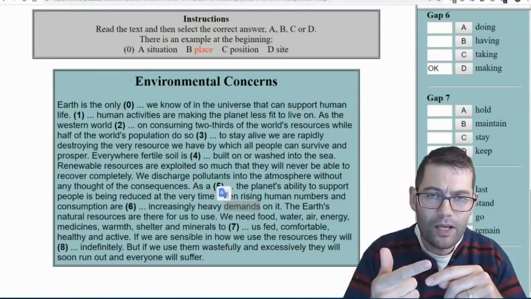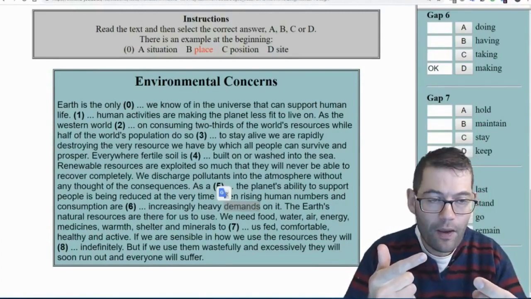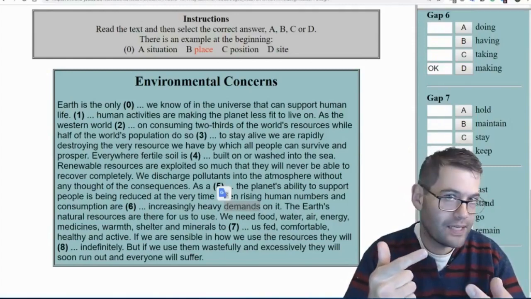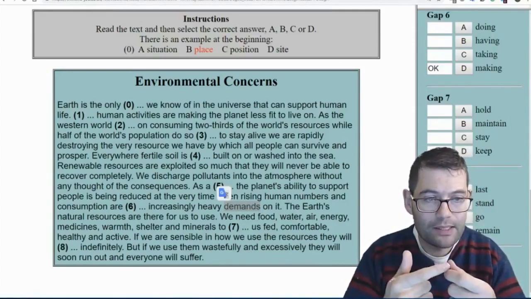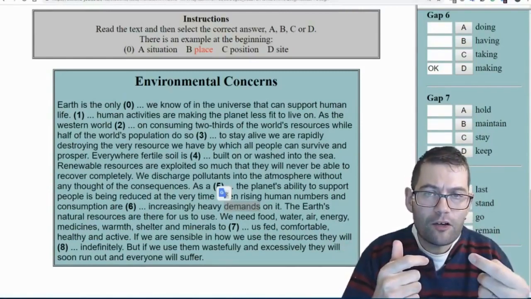So straight away, we can cross out C because we can't say stay us. We can say hold us in some contexts. We can say maintain us in some contexts. But keep us, we can say that as well. And then we've got to think of the collocation.